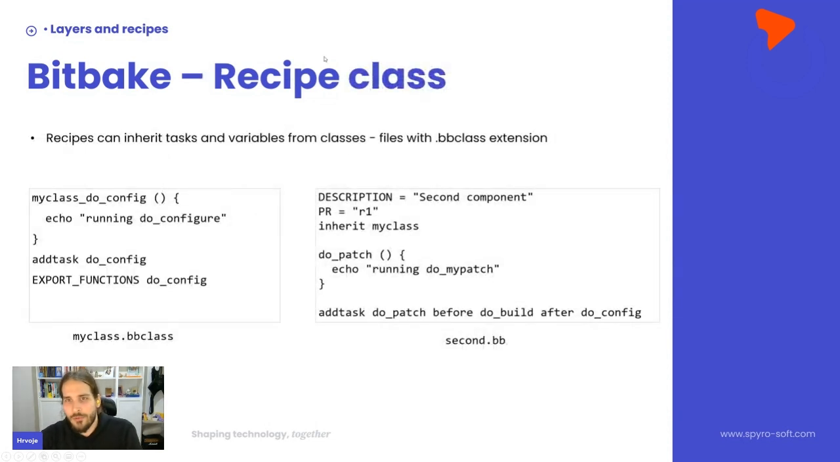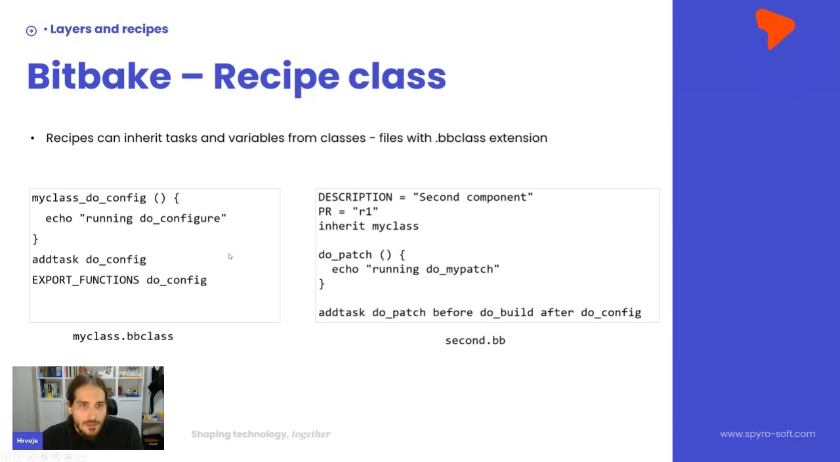So other than recipes themselves, we also have recipe classes. Recipe classes are used to reuse the tasks as much as possible and some configuration values. So for example, if we have some component, actually multiple components that are built in the same way, then probably the best way would be to create a class, and then each recipe of these components would inherit this class. And here is a simple example of one class and one recipe that inherits it.